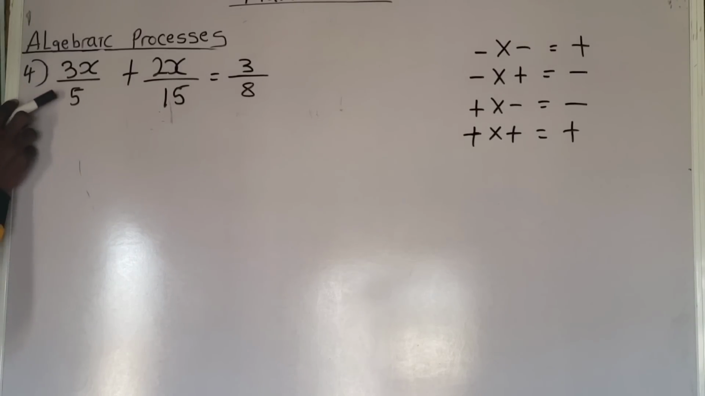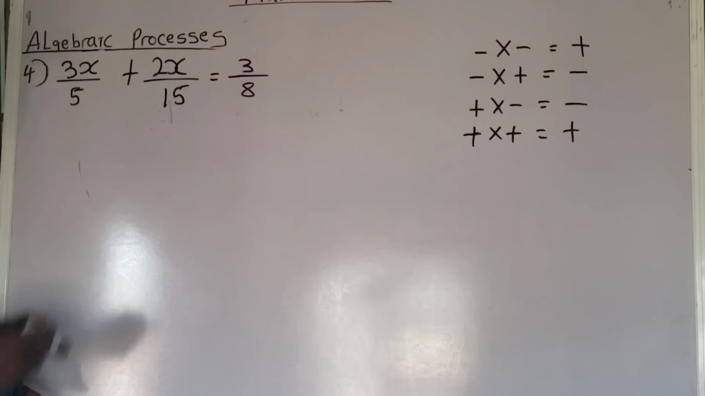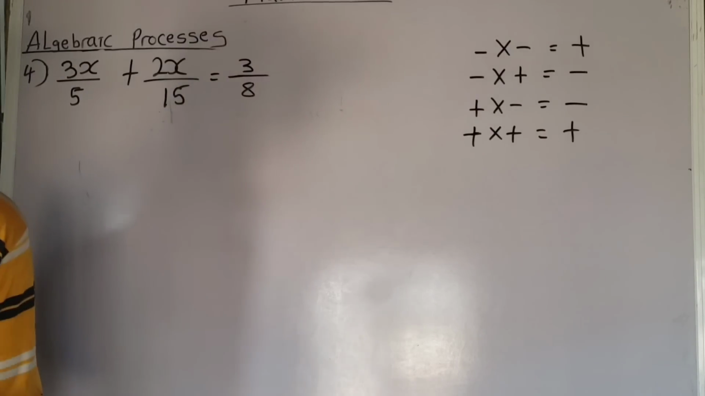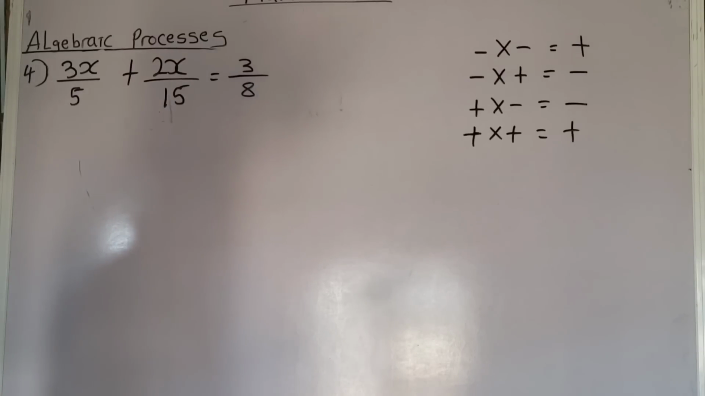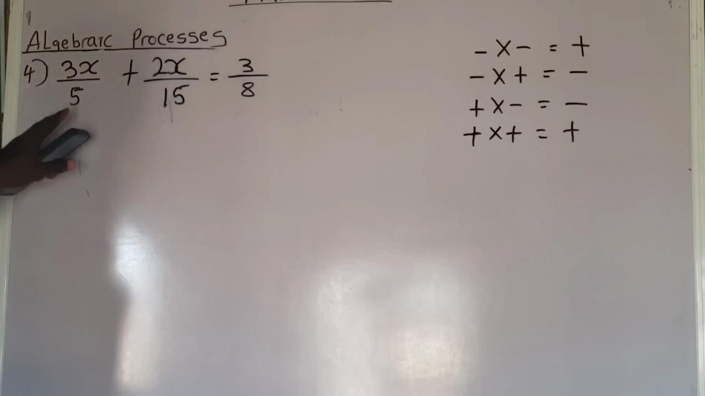Okay, the denominator of this is what? 5. The denominator of 2x is what? 15. You understand? So what is the LCM of 15 and 5? LCM simply means lowest common multiple. That is, what is that number that 15 and 5 can go into, that lowest number, not just any ordinary number. Of course, you can choose any number, provided that 15 and 5 can go in that number. But for the sake of simplicity, let's choose the lowest number. Okay, what is the LCM of 5 and 15?